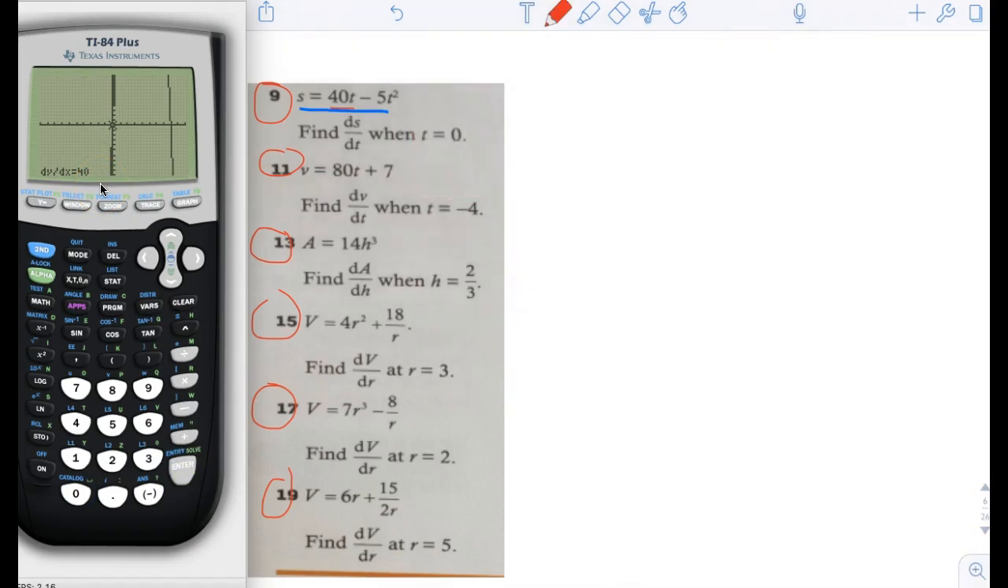Okay, now there's one disadvantage to doing it this way. What if they asked me for the derivative function without putting an x equals 0? Can the calculator do that? No, it can't. So let's try to do the next one just by using the manual method, because it's an easy one.